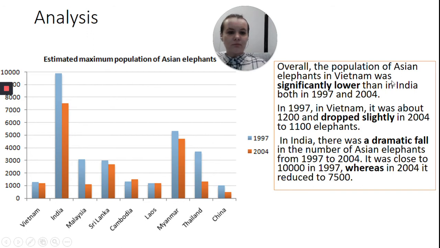But it is important to say how much it changed or how different it was. And we look at India, the last sentence, right? In India, a dramatic fall, blah blah blah, and whereas of course, whereas here. That's what I mean. If you look at the previous sentence, it was only whereas and reduced. But what was missing was how it changed or how big the difference was. That's why we use these.